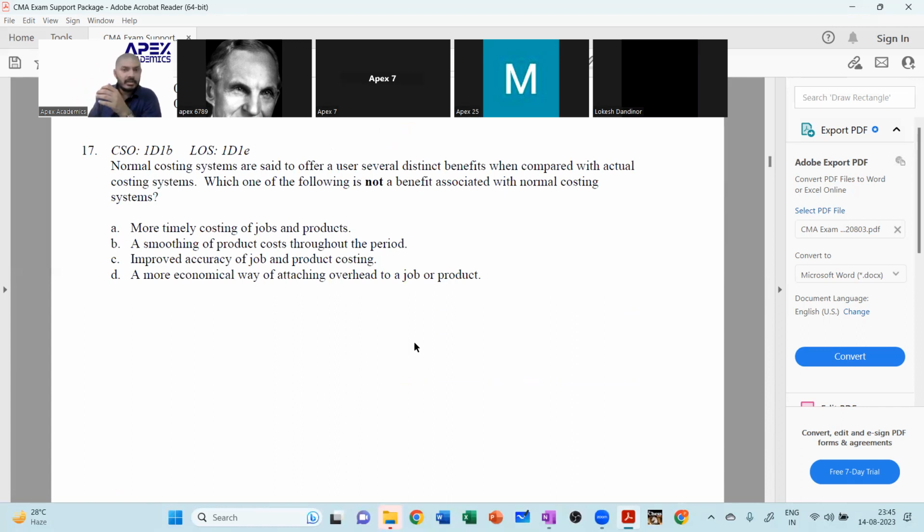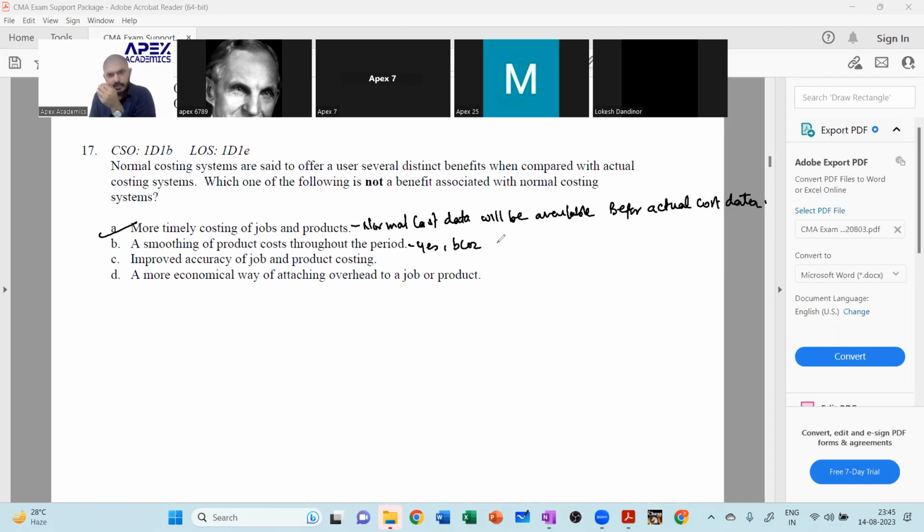Why is that a benefit? Because normal cost data will be available before actual cost data. A smoothing of product costs throughout the period, yes, it will happen because normal costing uses standard rates. Improved accuracy of job and product costing.